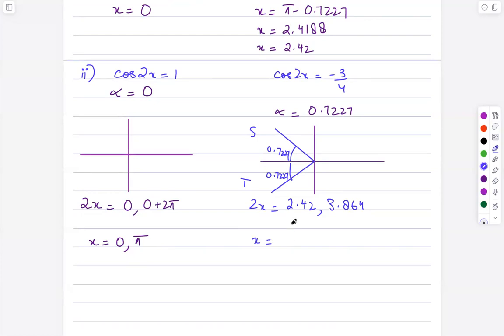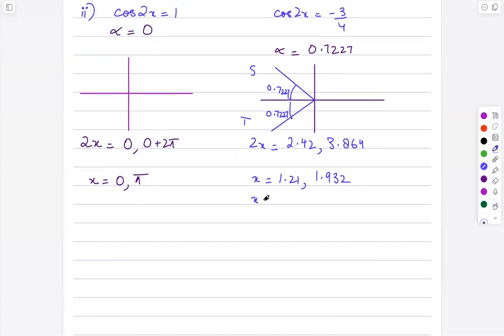Now dividing both of them by 2, 2.42 divided by 2 will become 1.21. And 3.864 divided by 2 will be equal to 1.932. As we have to give our answers to three significant figures, the final answer will be x equals 1.21, and the second answer will be 1.93. Now we can add 2 pi to both of these answers, but when we divide by 2, it will always be more than pi. So we'll leave our answers as x equals 1.21 and x equals 1.93, and the other two values are x equals 0 and pi.